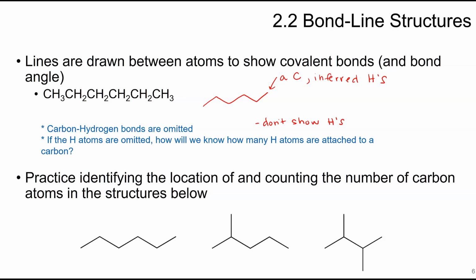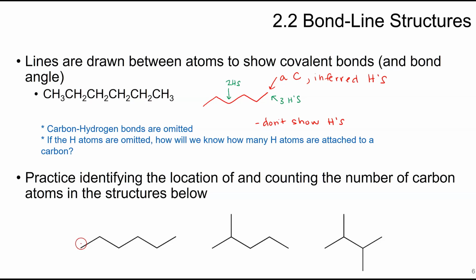So again, you can determine how many hydrogens based on how many bonds carbon makes. This carbon right here is making a bond to one other carbon. We know that carbon needs to make 4 bonds, so this should have 3 H's on it. This carbon right here is making bonds to 2 other carbons, so there's 2 hydrogens here. So if you had a carbon that was bonded to 3 other carbons, then that would have only 1 hydrogen. So practice identifying the location of, and then count the number of carbon atoms in these structures below.